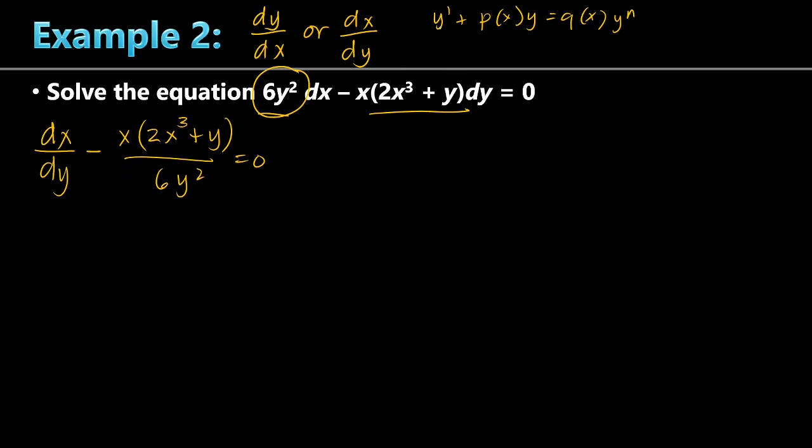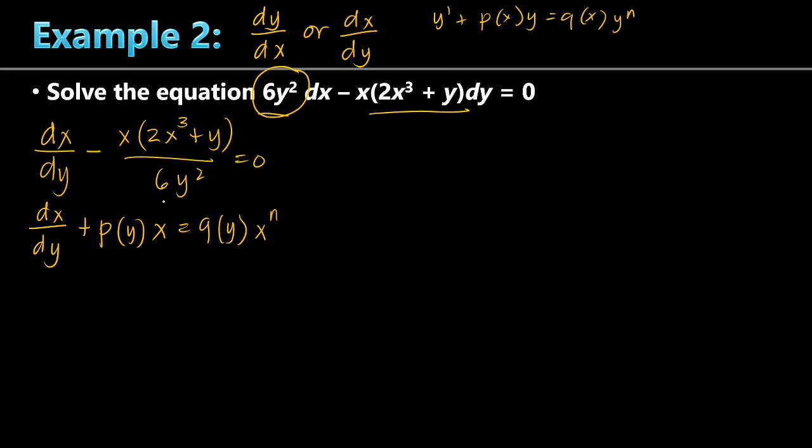Sa halip na y prime, na dy over dx, magiging ano siya? dx over dy. Ito yon. And then, dapat magkaroon tayo ng plus, hindi na p of x. Dapat magiging p of y na siya times the dependent variable x equals, next, sa kabilang term, hindi q of x, rather, q of y times yung y, gagawin mong x, x raised to n. So, ganito yung format ng Bernoulli differential equation na dapat nating makuha.